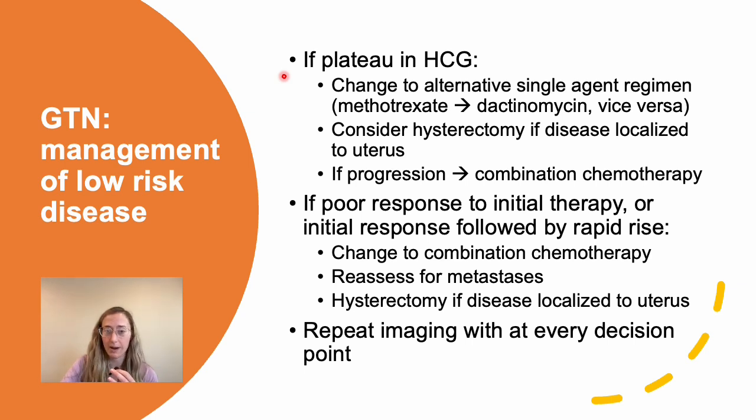And if you notice a rapid rise in HCG, you're going to want to recalculate. You're going to want to reevaluate for metastatic disease, recalculate stage and WHO score, because you may need to move to combination chemotherapy, which we'll go to next. And that's what I just said right here. And repeat imaging at every decision point, because if this regimen isn't working and the disease progresses, then you are not on the right regimen if you're doing low risk regimen with a higher risk disease.